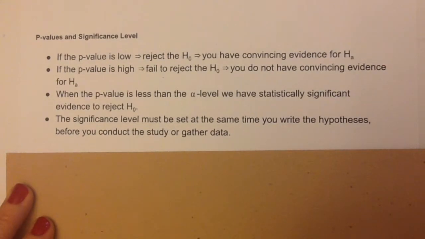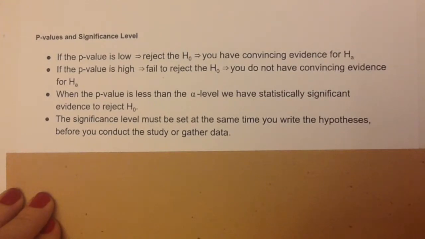of significance. So if the p-value is low, you're going to reject your H0. Easy way to remember it, p-value low, reject H0. What that means is that you have convincing evidence for the alternative hypothesis. If the p-value is high, you're going to fail to reject the null hypothesis. So if p-value is high, you're going to fail to reject the H0, which means you do not have convincing evidence for the alternative hypothesis.